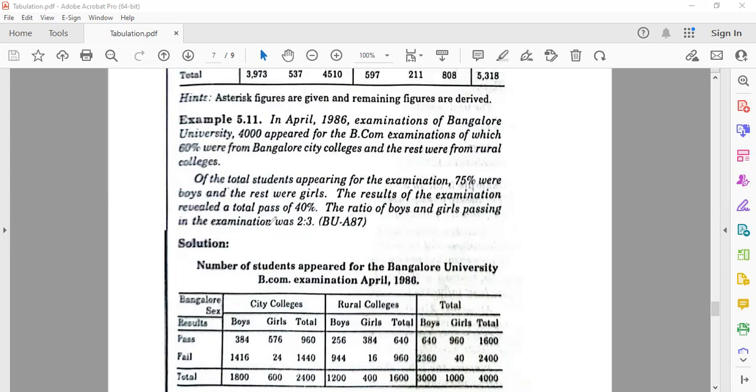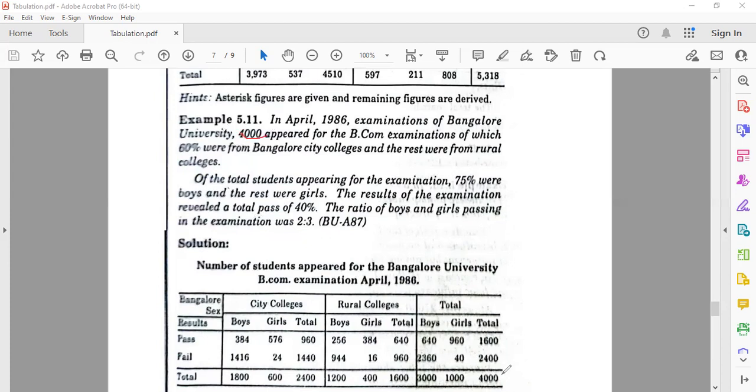The ratio of boys and girls passing the examination is 2:3. So this is almost similar to the previous problem. Now here, the number of students appearing for the Bangalore University examination, that should be the title. So in 1986, this is the title. Now this gets divided into two categories of colleges, city colleges and rural colleges. That particular data is given here. Now we know that the total students appearing for Bangalore University examination is 4,000.